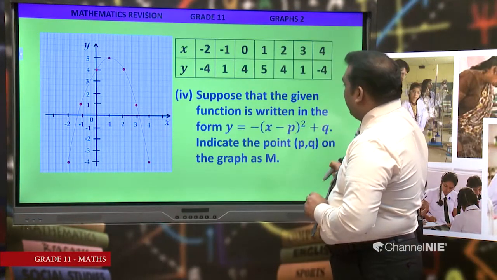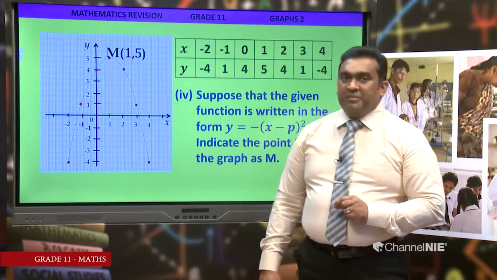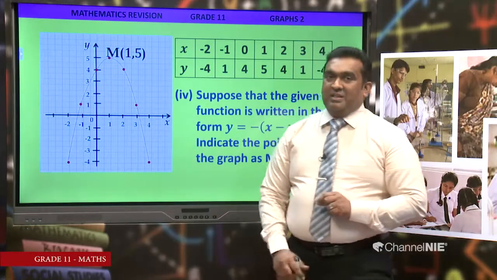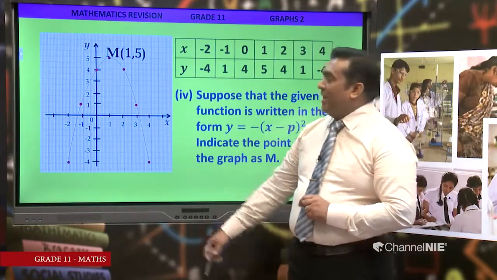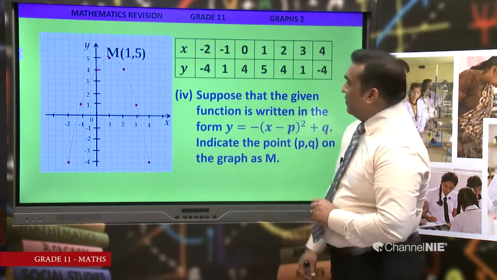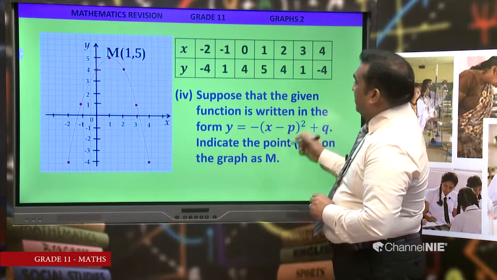Q, we will see. This is your M. The x-coordinate of the highest point is 1. The y-coordinate of the highest point is 5. This is how we identify the point M.